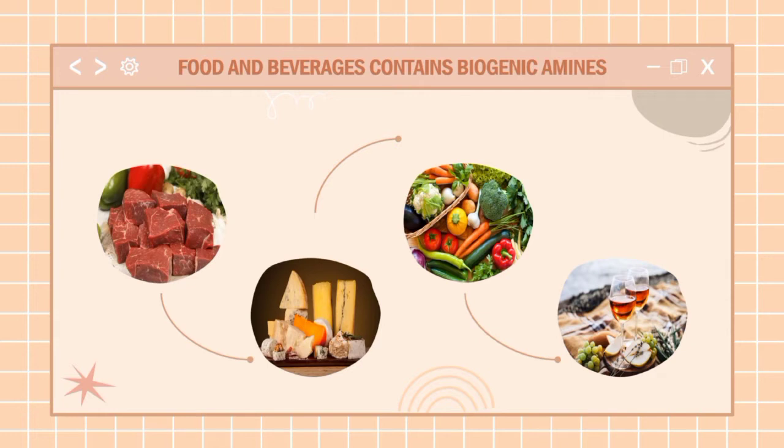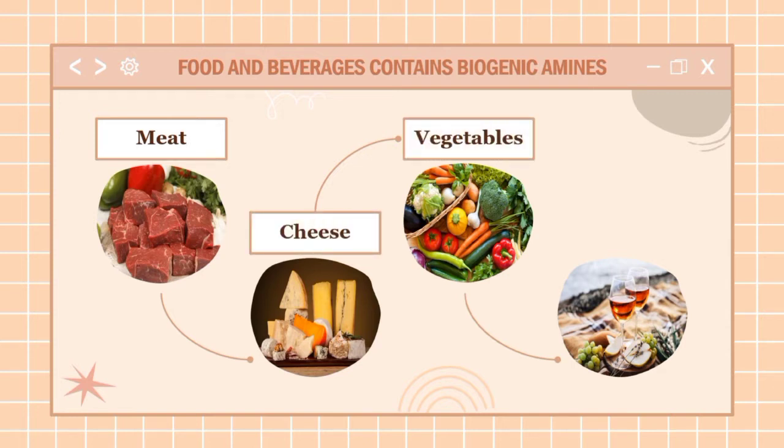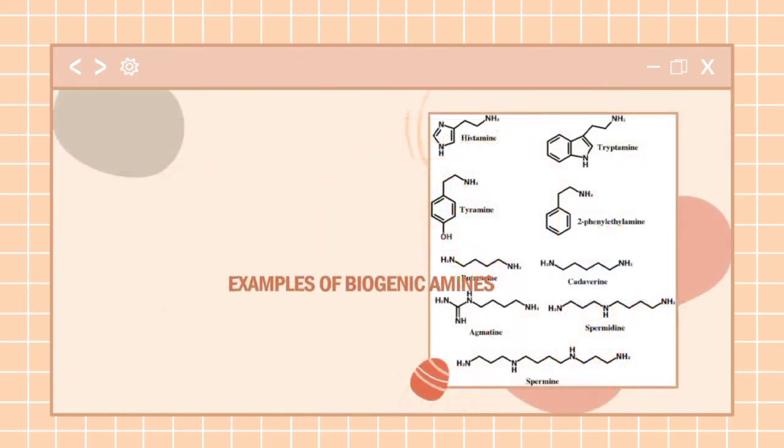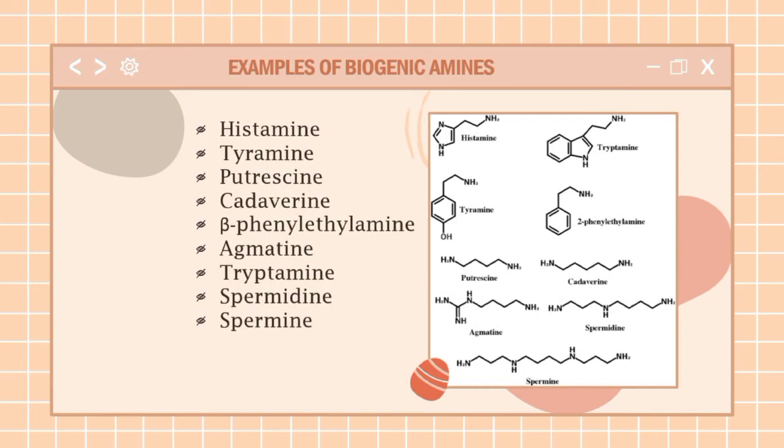Examples of food and beverages that contain biogenic amines: meat, cheese, vegetables, and wine. The most common biogenic amines found in food are histamine, tyramine, putrescine, cadaverine, beta-phenylethylamine, agmatine, tryptamine, spermidine, and spermine.